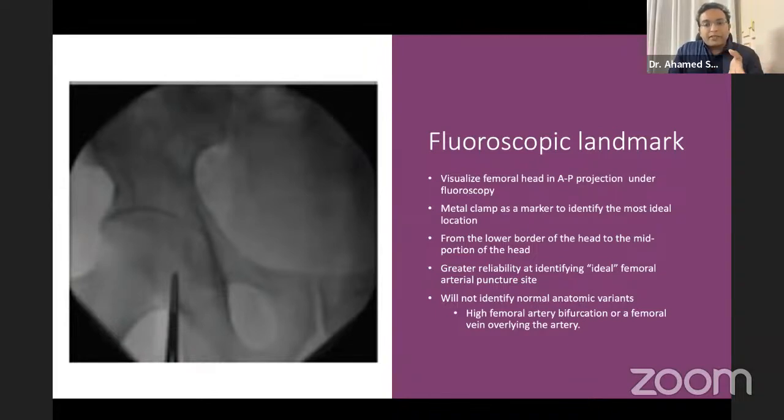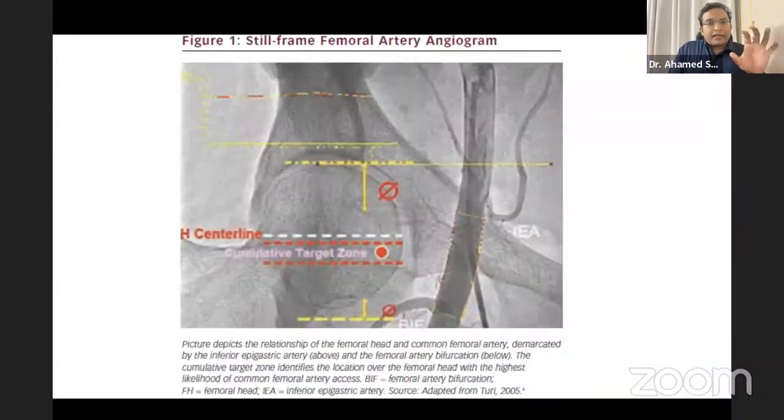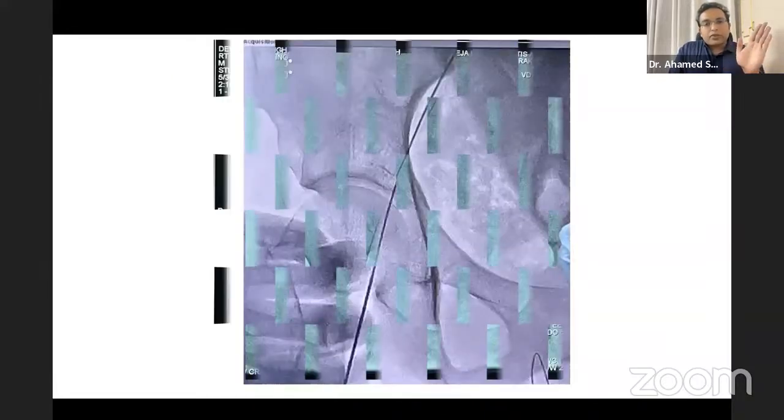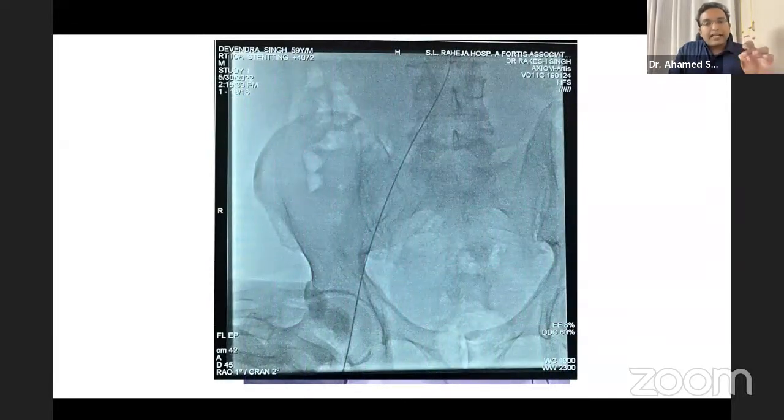But this may not hold true if there are anatomical variants, like a high femoral artery bifurcation or a femoral vein overlying the artery; it may not help. And in case of fluoroscopy, this is our target zone, the middle part. The upper part of the target zone is dangerous because the inferior epigastric artery traverses through this region. And if you go further up, it is actually the external iliac artery. And as discussed, there could be retroperitoneal hematoma. Similarly, with a caudal puncture, there is the profunda femoris and other branches of the artery coming in. So this is the ideal puncture, which has passed through the ideal zone.